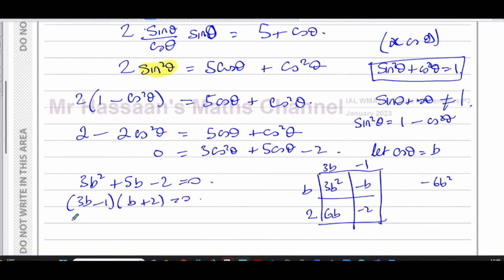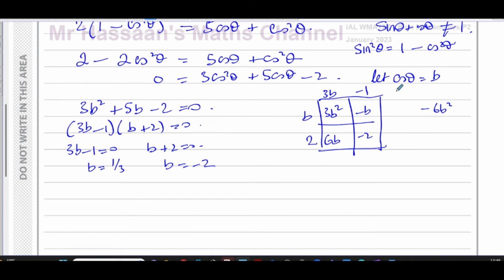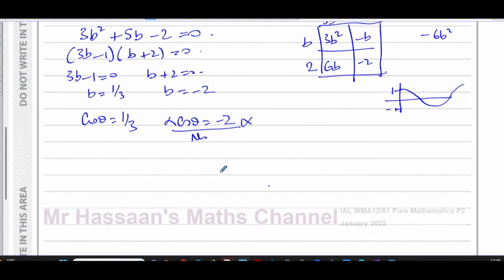So now either 3b minus 1 is equal to 0 or b plus 2 is equal to 0. If you solve this, you end up with b is equal to 1/3. And if you solve this, you end up with b equals -2. All right, so now we said cosine theta equals b, so that means cosine theta is 1/3 or cosine theta is -2. Now there's no solution to that because we know the cosine curve never goes as low as -2. As high as it goes is 1, as low as it goes is -1. So this has no solution. So we only have to consider cosine theta equals 1/3.